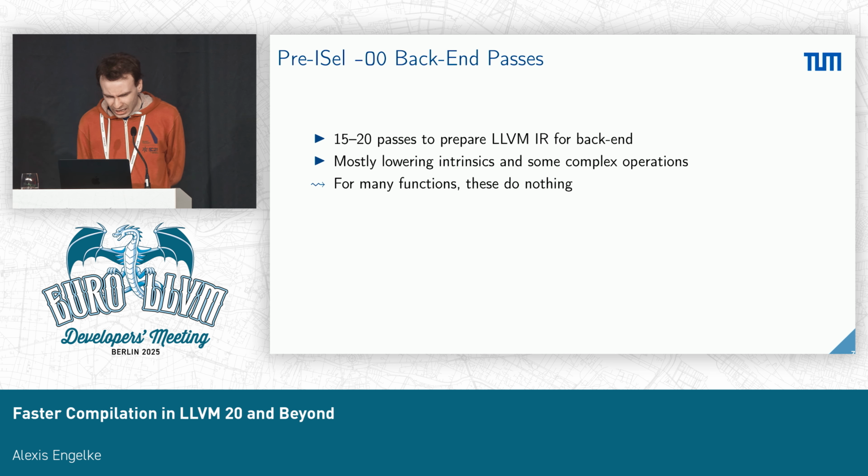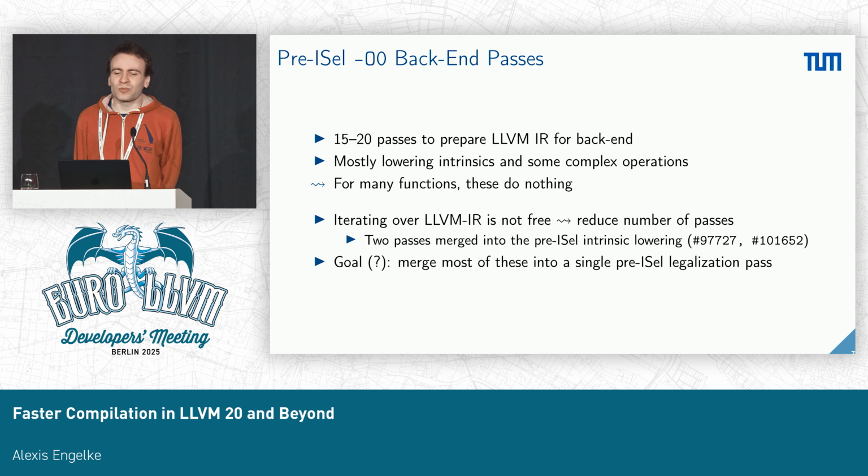Okay, so let's look at the IR passes in the beginning. There are 15 to 20 passes, mostly concerned with lowering intrinsics and some complex operations. But the observation is that many functions, especially at O0, don't have these intrinsics or complex operations that these passes handle, so they do nothing. And we started fixing this by merging some of these passes into the big pre-ISel intrinsic lowering pass to avoid iterating over the LLVM IR so often, which is not a free operation.